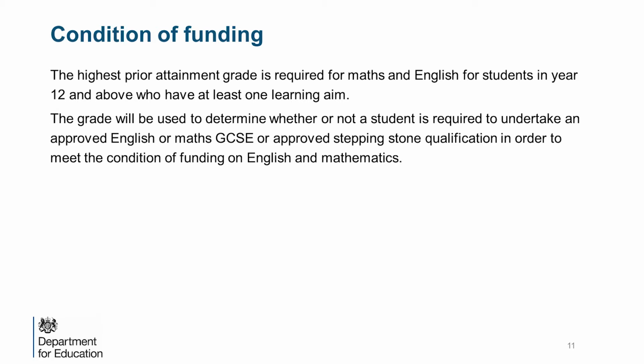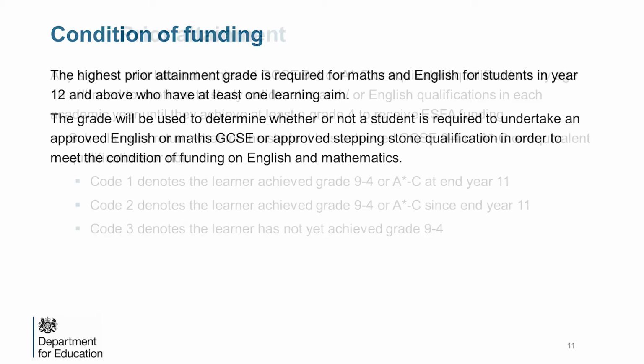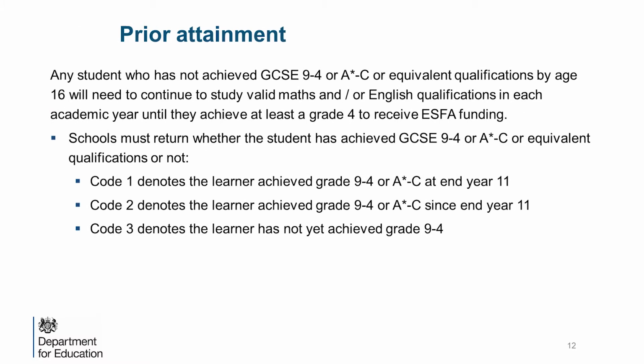The list of qualifications that meet the condition of funding will be maintained throughout the academic year on the Learning Aim Reference Service, also known as LARS. For further details regarding the condition of funding, please refer to the condition of funding fact sheet and the School Census 16 to 19 interactive tool on the gov.uk website. Schools must return whether the student has achieved GCSE 9 to 4 or A* to C or equivalent qualifications or not. This slide shows the 3 options to choose from.